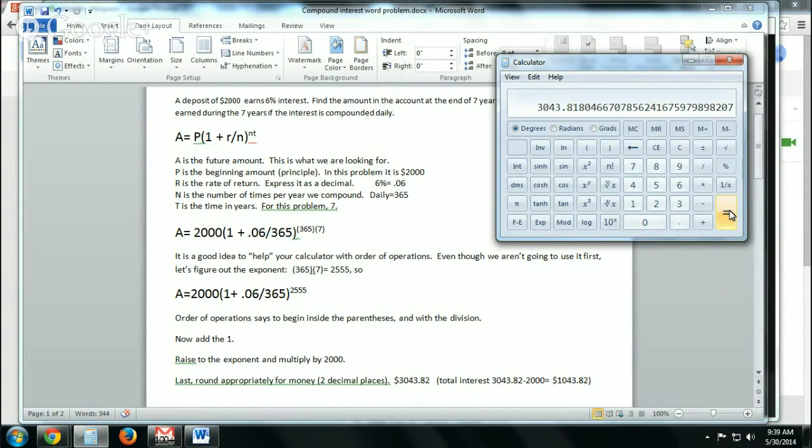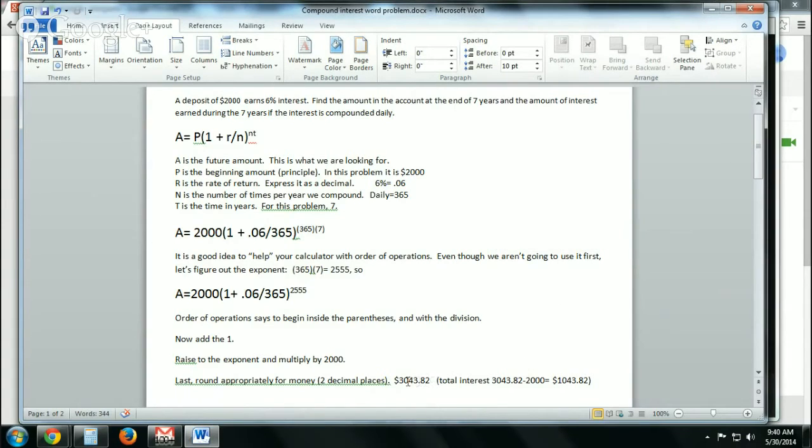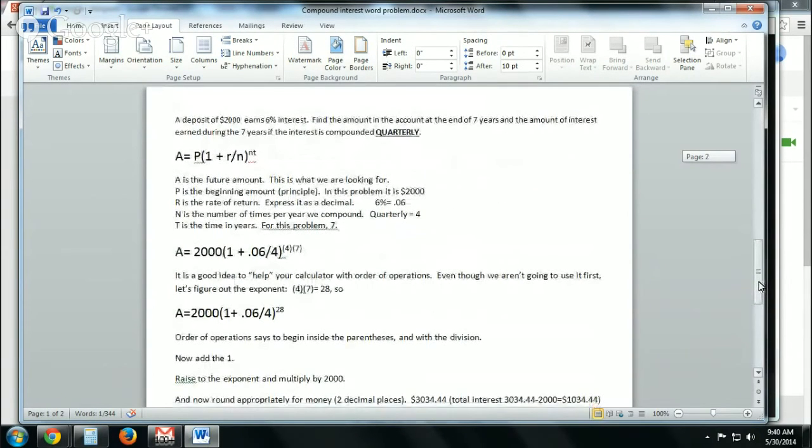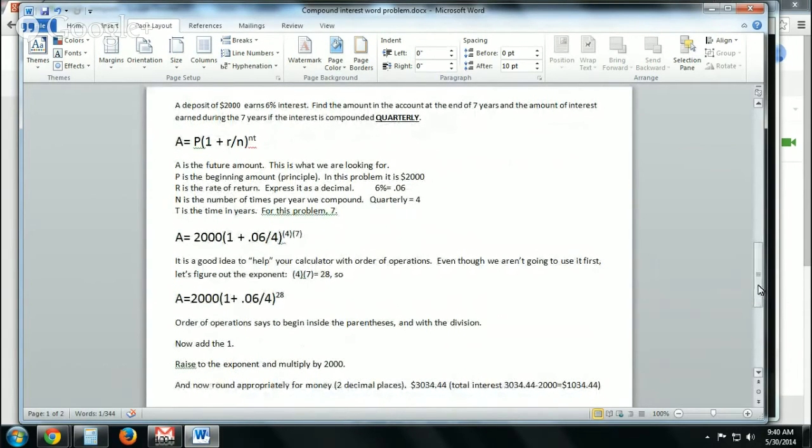Now remember, we're talking about money here, so we need 2 places past the decimal. We want to round appropriately, so looking at this 3rd place past the decimal, since this is more than 5, let's round that up, and it looks like our answer then is $3,043.82. Now the problem also said let's figure out the amount of interest that we've earned. To do that, let's just take our total in the account minus the principal that we started with, and looks like we've earned $1,043.82.